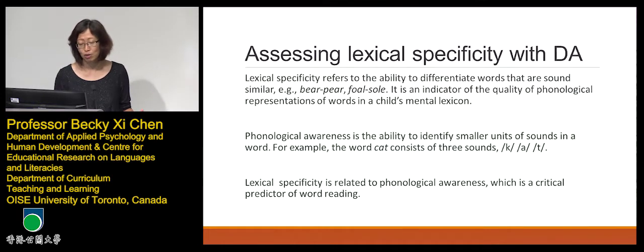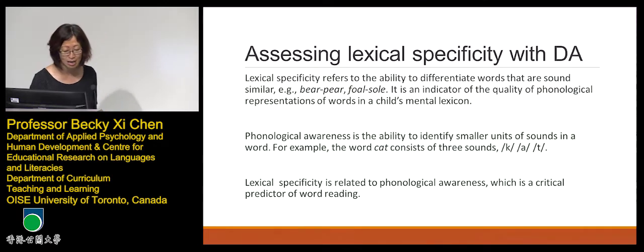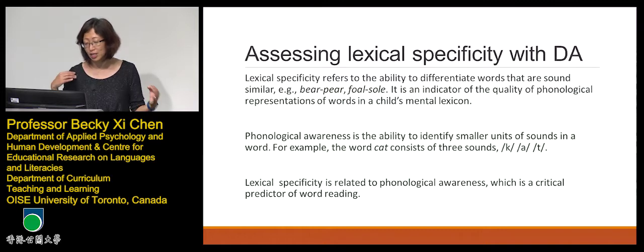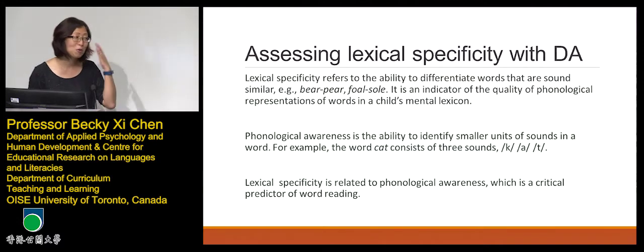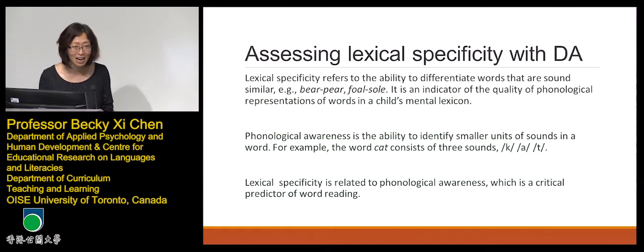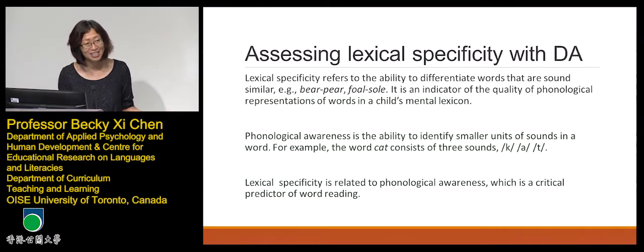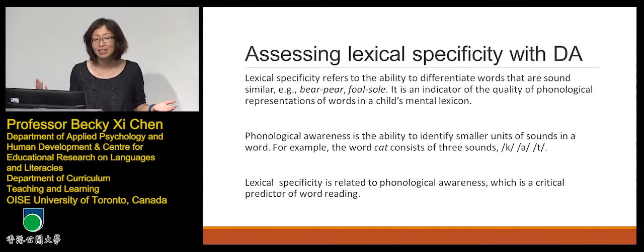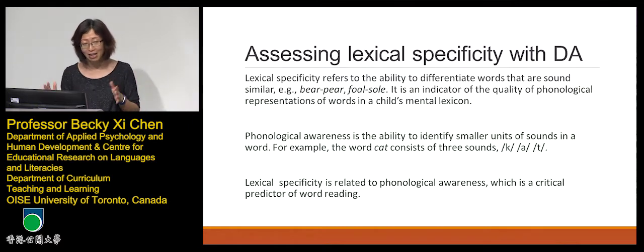Another reason lexical specificity is important is because it's the foundation for phonological awareness, which is a very strong predictor of reading success. Phonological awareness is the ability to identify smaller units of sounds in a word. For example, when we hear the word cat, cat is just one word. But how many sounds does this word have? You have to think about it without seeing the word, so we're talking about the word in oral language. When you hear the word cat, it actually has three phonemes, three sounds: k, a, and t.